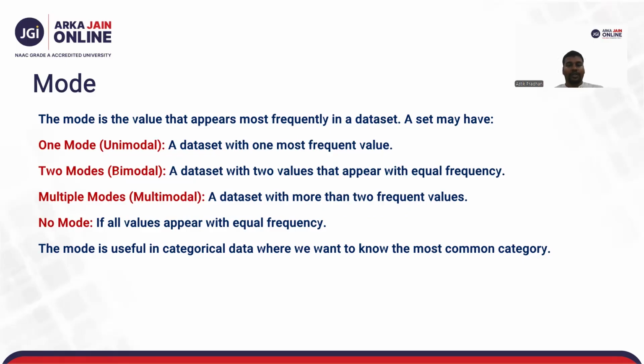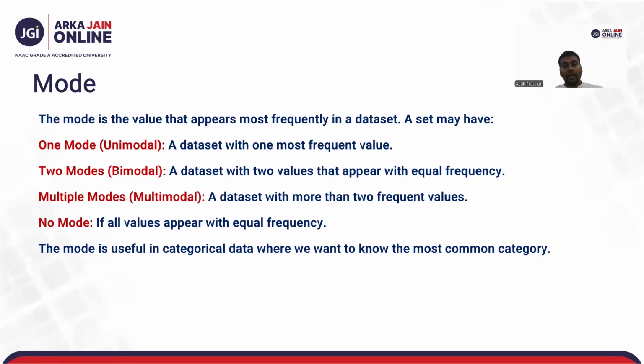Now two modes, we call it as what? Bimodal: a data set with two values that appear with equal frequency. So it is bimodal. Now multiple modes mean multimodal: a data set with more than two frequent values. If it is one, then unimodal. If it is two, then bimodal. If it is three or more than two, then it is multimodal.